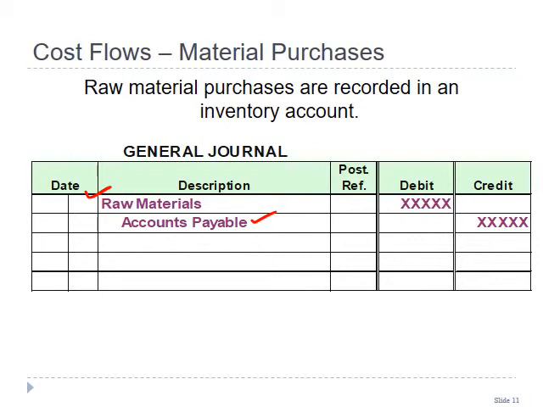So let me just give you the reason: when assets are increased, we debit. When liabilities are increased, we credit. And our rule for journal entries is from debit to credit. So here, our raw material is an asset, an increase in assets, so we debit it, and our liabilities increase, so we credit it. So that would be the entry.